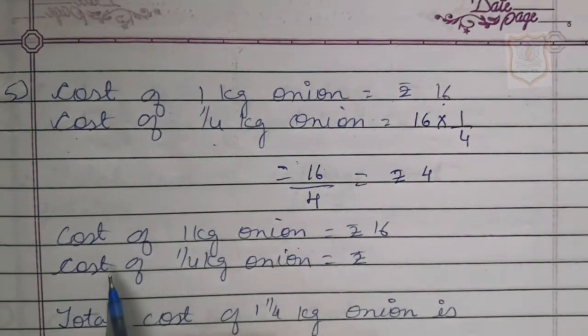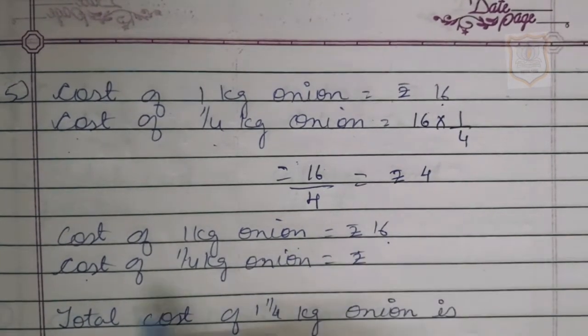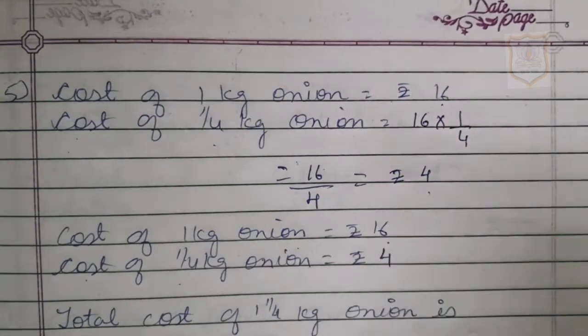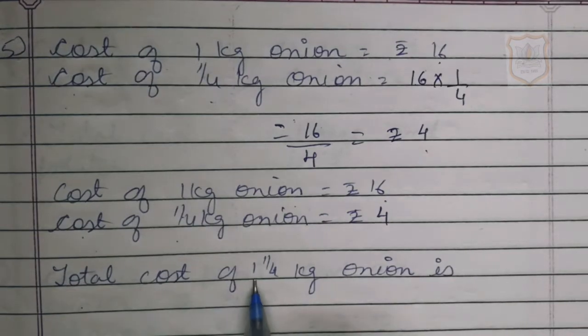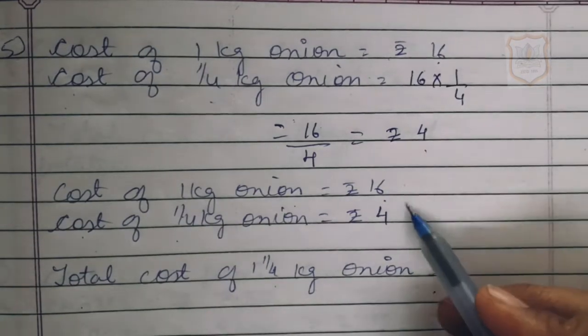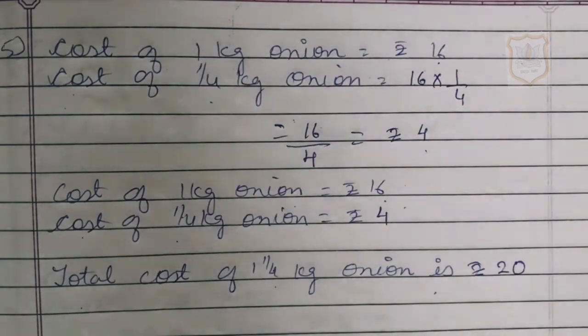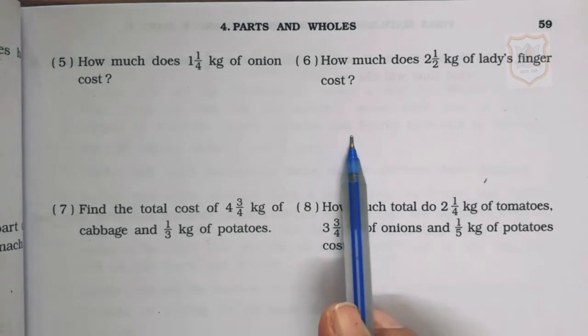Now the cost of 1 kg onion is equal to rupees 16. It is given in the table, and the cost of 1/4 kg of onion is equal to rupees 4, which we calculated now. So the total cost of 1 and 1/4 kg of onion is 16 plus 4, that is rupees 20. Sixth part of question number 13, you have to do it by yourself.